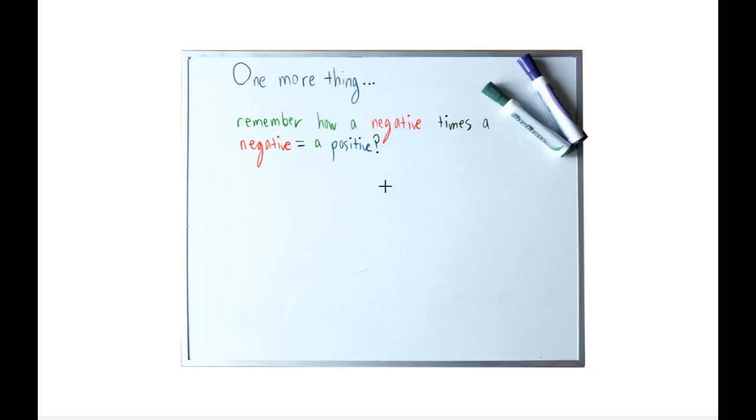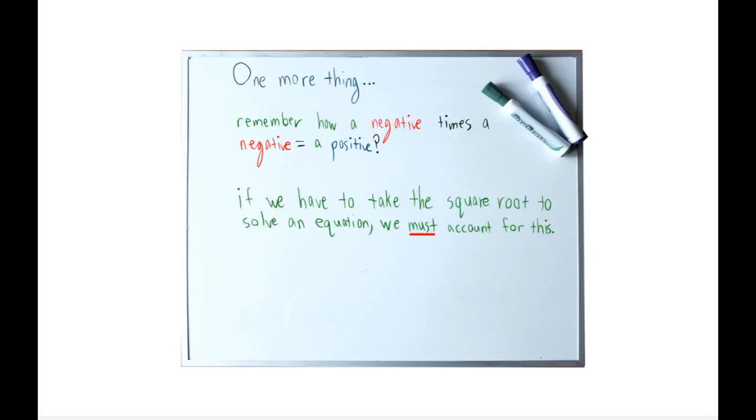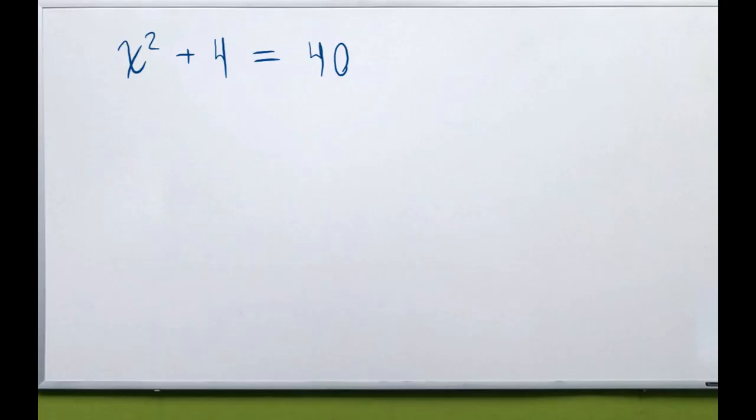So one more thing, remember that a negative times a negative is a positive? Well, if we have to take the square root to solve an equation, we have to account for this. And to clear it up, we'll look at some examples. So our first case is x squared plus 4 is equal to 40. We got to split our sign and have x squared plus 4 is equal to 40.